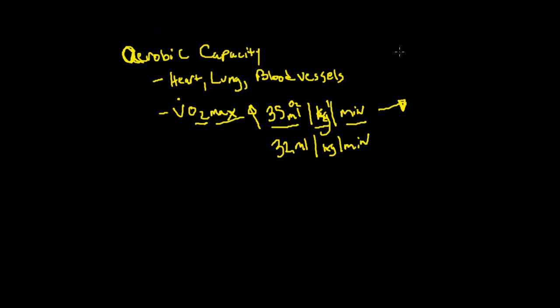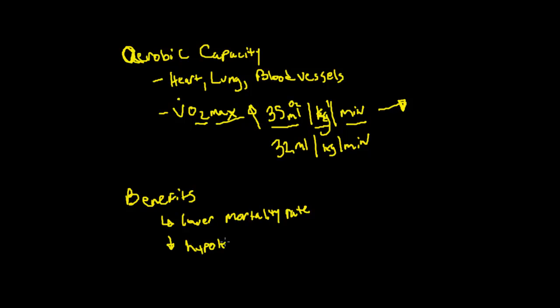Some of the benefits of aerobic training. So here we have some benefits. Lower mortality rate, and a lot of this is just because of the decrease in hypokinetic disease. Hypokinetic just means low movement. You're sitting on your butt too much.